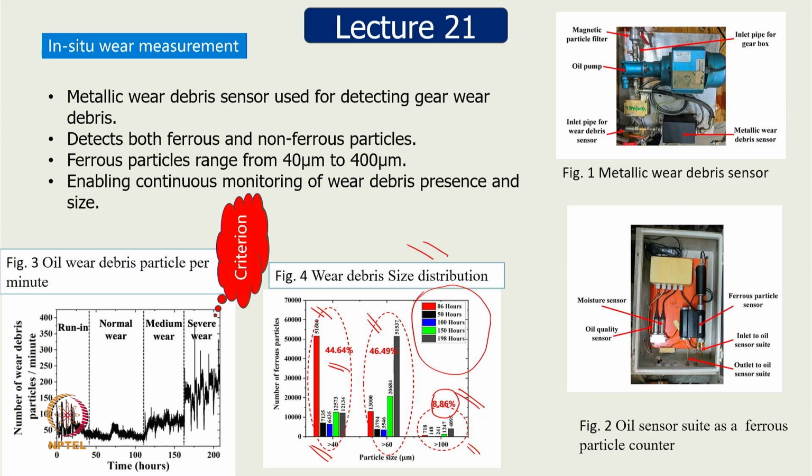Of course, now what was the overall aim? To find out the number of particles which are coming out, and here we were looking at the size, and this is the number of particles per minute. If the number of particles per minute goes beyond some threshold, then we can say the gear is undergoing severe wear.